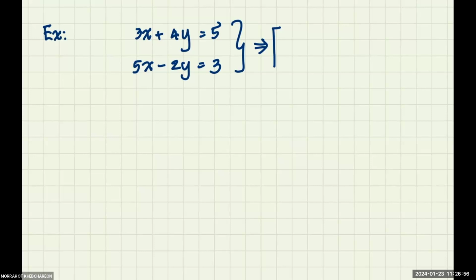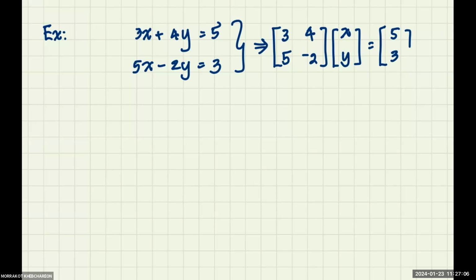Can write down as 3, 5, 4, minus 2 and x, y equal to 5, 3. So this matrix is A. This I call vector X. This I call vector B. Okay? If it's 3 by 3, maybe like this.